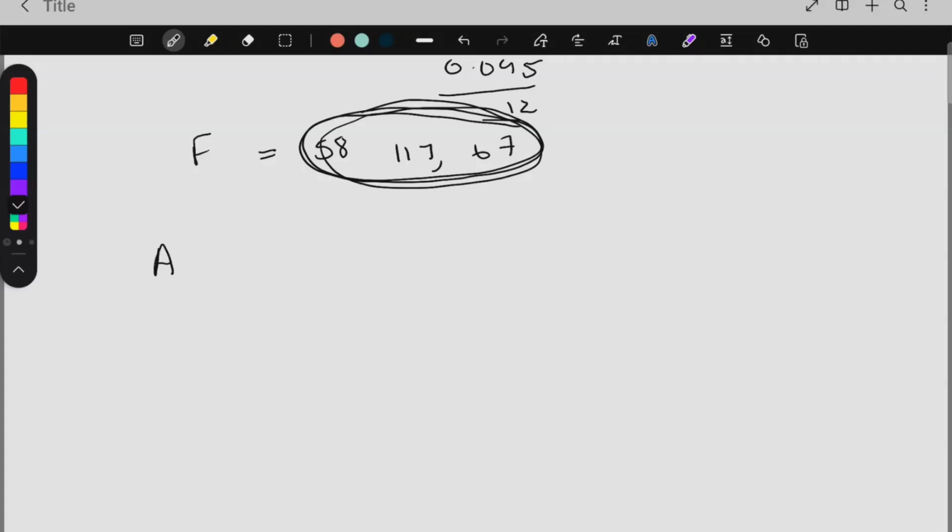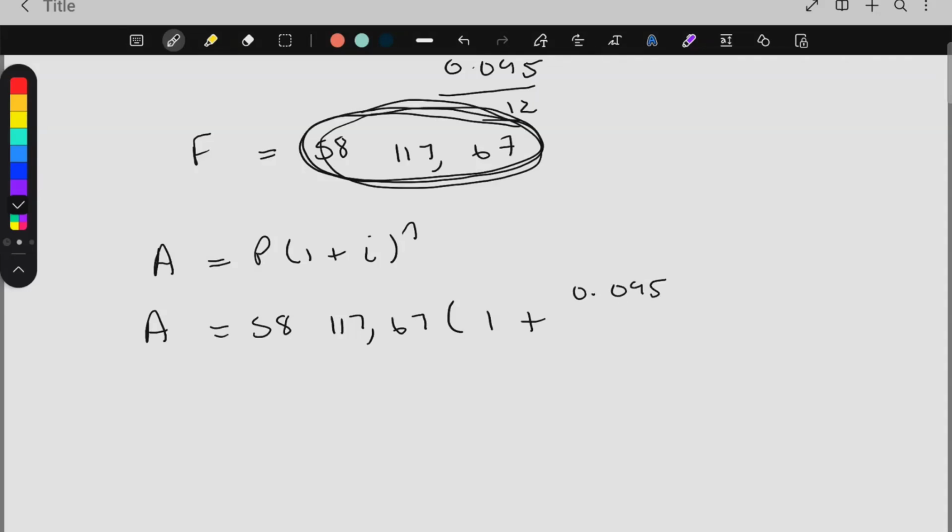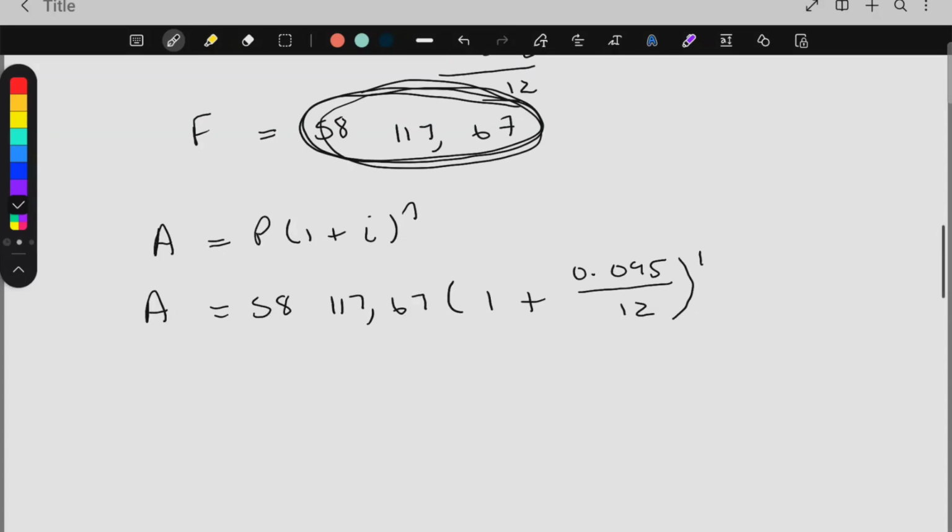When money grows and there's no payment, it's the A formula. So it's compound interest. I don't know what A is, but P is the amount that I'm going to leave in the account. That amount will grow with the same interest, compounded monthly. It will grow for 1 month, so a 1 over there.